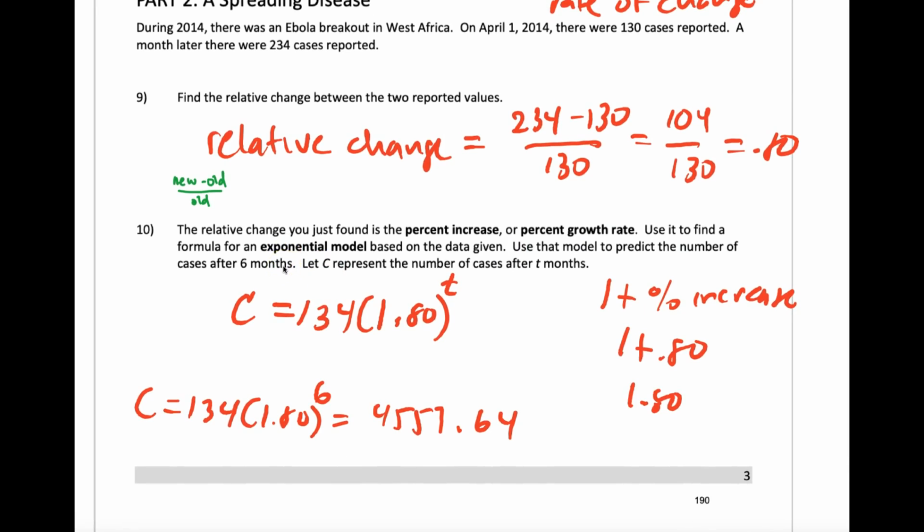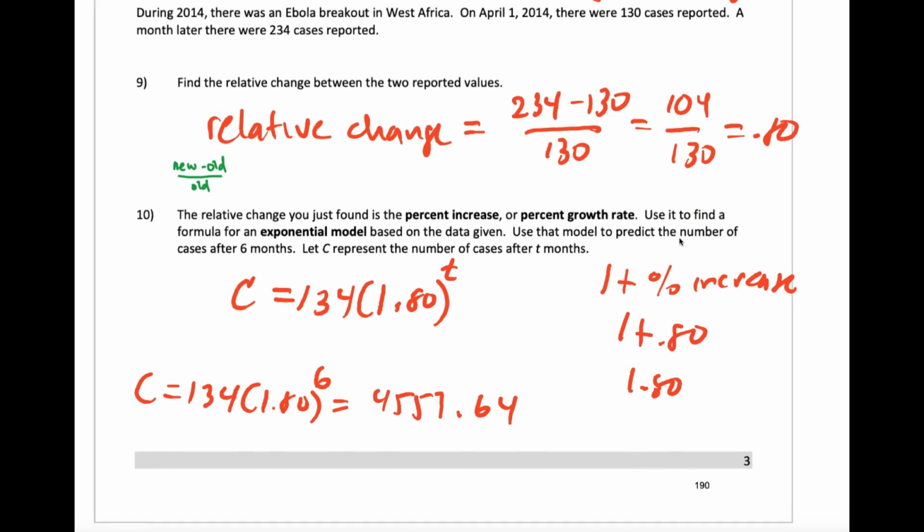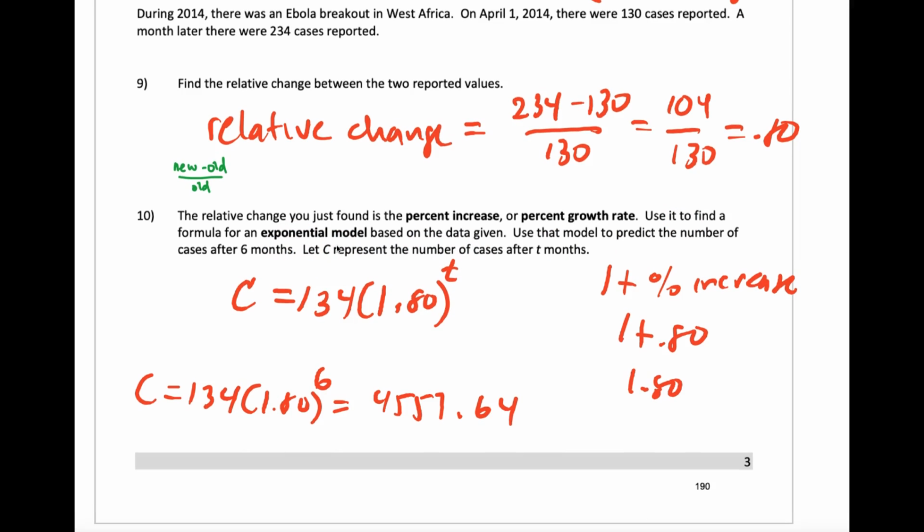Relative change, as we talked about before, can be considered as a percent. In this case, it's a percent increase, or what we call a growth rate. We'll use it to find an exponential equation. Again, remember, an exponential equation has a form, y equals. An exponential model looks like y equals a times b to the power of x, something of that sort. That's an exponential model here.